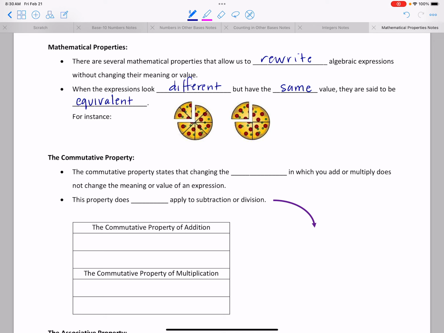That's one of the big goals with our mathematical properties: what are the truths and things that we can use to rewrite expressions in equivalent form so that they look different but we're maintaining their value.